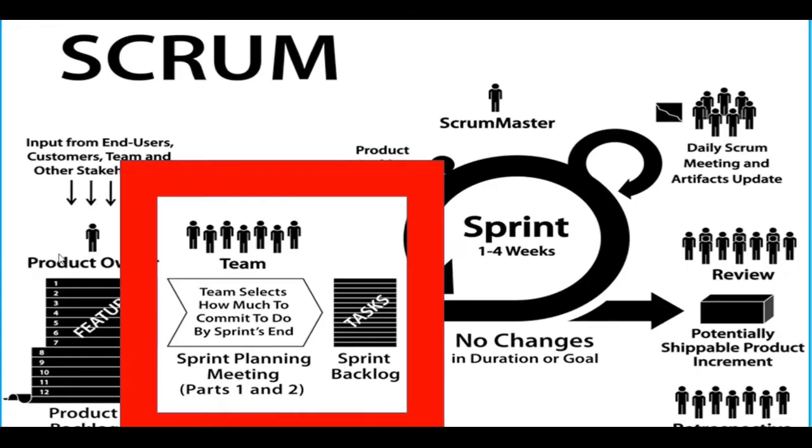So already the product owner has created the product backlog. As the next step, the team is going to do the planning. Here the complete team is responsible for doing the sprint planning 1 and planning 2 meetings, which will be headed by the Scrum Master.